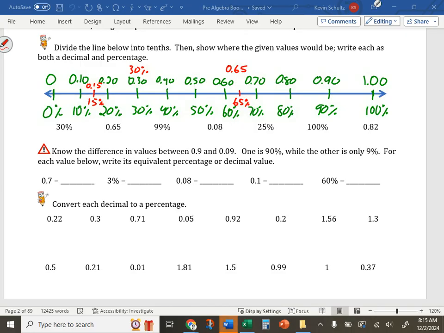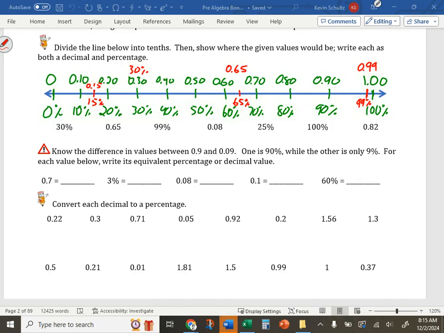99%. Describe its location, Layla. Right next to 100%. 99%. What would its decimal value be, do you think? 0.99. Right, there's that definite relationship there between decimals and percentages.